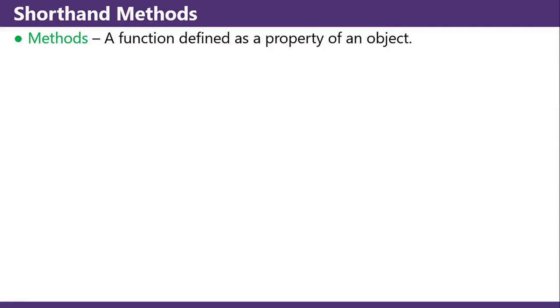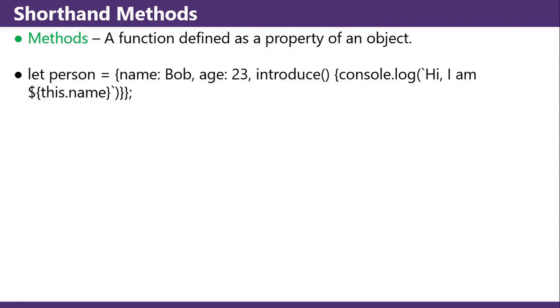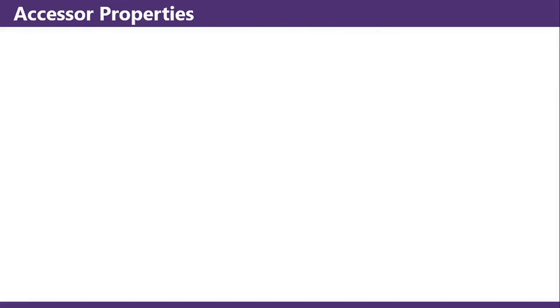Shorthand methods. Methods are functions defined as properties of an object. Let person = {name: 'Bob', age: 23, introduce() { console.log(`Hi, I am ${this.name}`) }}. That's a mistake earlier: it should be the string 'Bob', not just Bob.